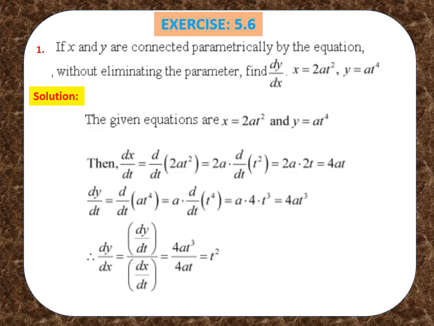Now we have x equals 2at squared. So differentiating with respect to t, we get dx/dt equal to 2a into the differentiation of t squared, and we have learned that differentiation of t squared is 2t. So it is 2a into 2t, that is 4at. In the same way we will find dy/dt. So differentiation of at to the power 4 will give us 4at cubed. Now we have learned that dy/dx equals (dy/dt) upon (dx/dt). So simply putting the values of dy/dt and dx/dt, we get 4at cubed upon 4at, which is equal to t squared. It is very simple. Simply differentiate x and y with respect to t and put both the values in the given formula. So pause and note down the solution.